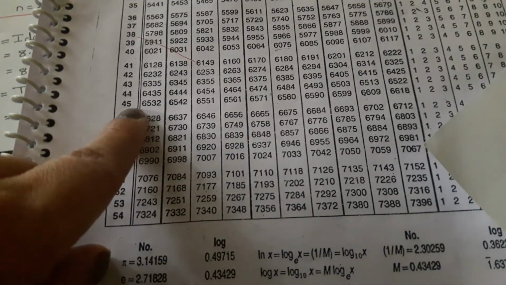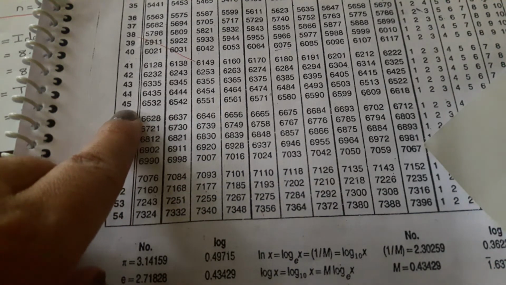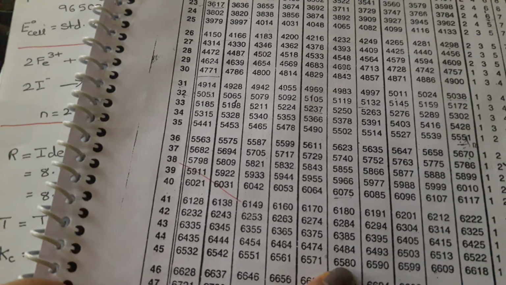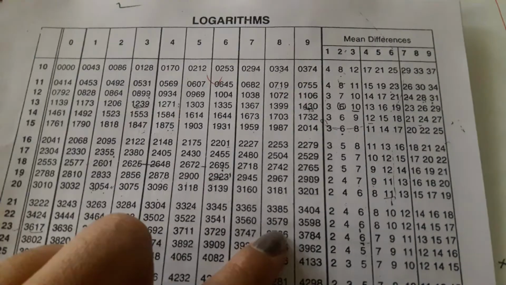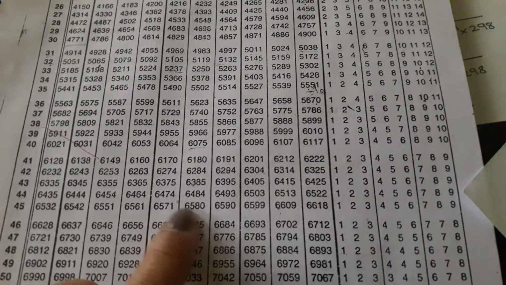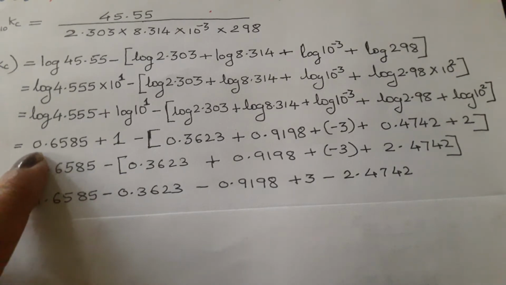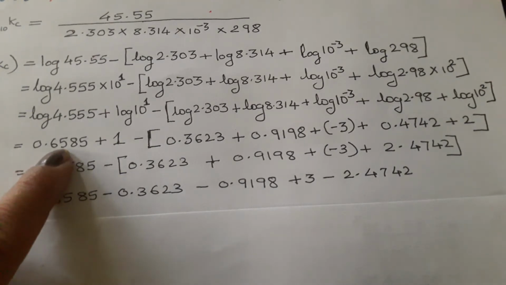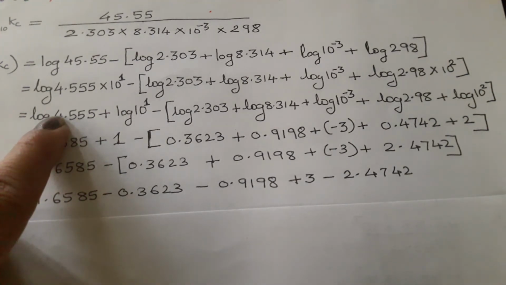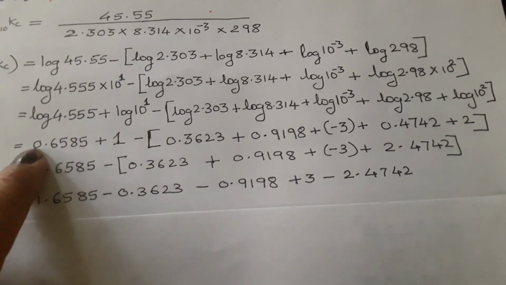Now we have to find the log of 4.555, that is 45 under 5. The value is 6580, and then under the mean difference 5, the value is 5. So 6580 plus 5, and we write here as 0.6545. The characteristic is 0 because there is only one digit before the decimal, and n minus 1, that is 1 minus 1, we get it as 0.